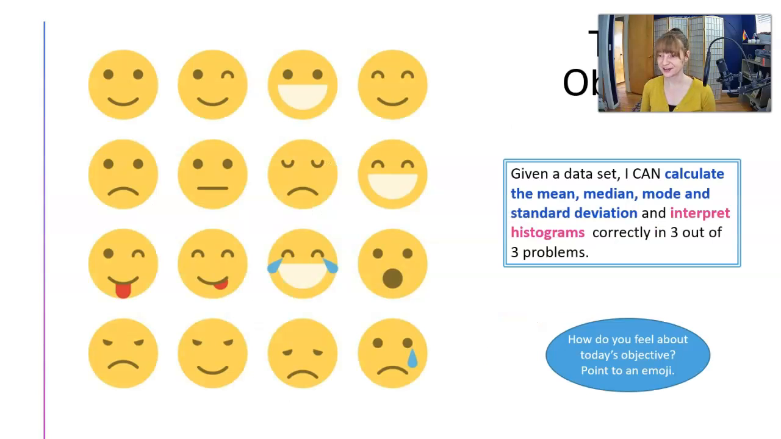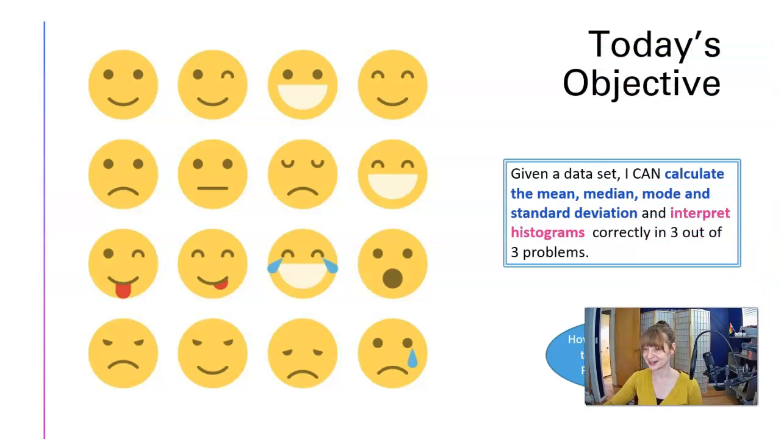So that's it for everything in univariate data. It's down here. Given a set of data, I can calculate the mean, median, mode, and standard deviation and interpret histograms correctly in 3 out of 3 problems. Get them all right. With these emojis, think which one best represents you on that objective.